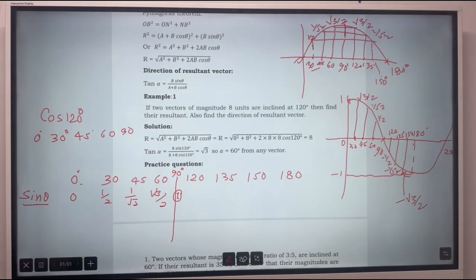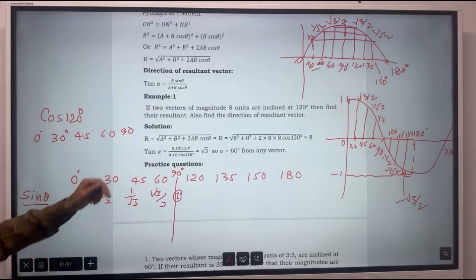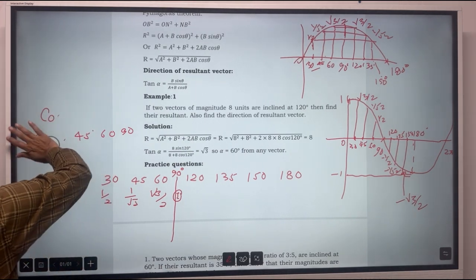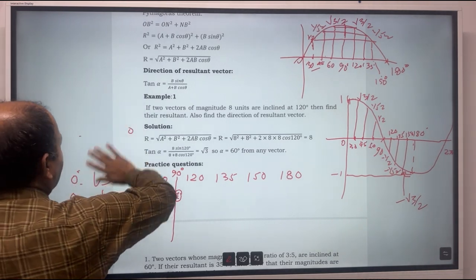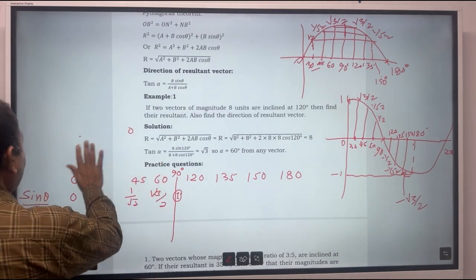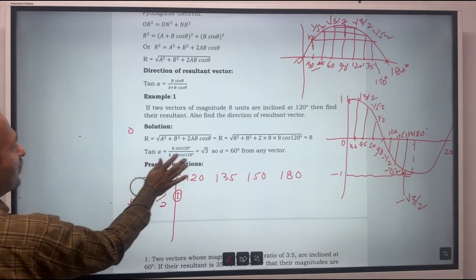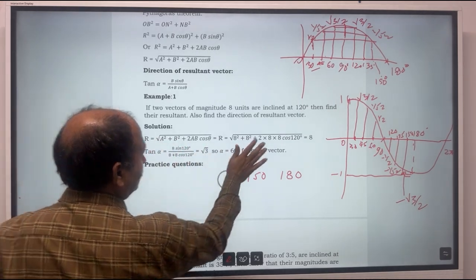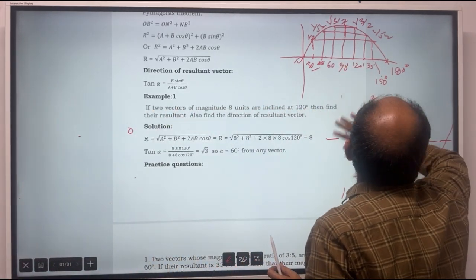So you have understood. Now the second point is to get the angle that the resultant makes with the base vector. So for that, what should we do? So let's see.